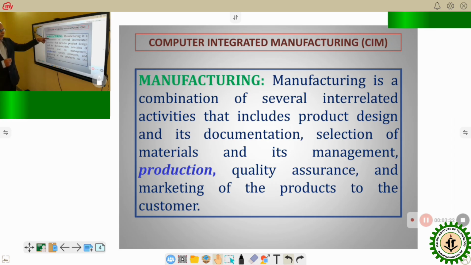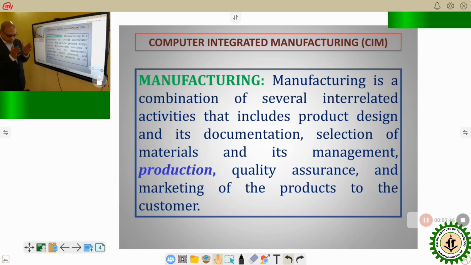That means manufacturing encompasses a wide variety of activities which are essential to convert the raw material from the early stage to the final delivery, by different types of activities carried out under the umbrella of a central heading, that is manufacturing, and production is one such activity.